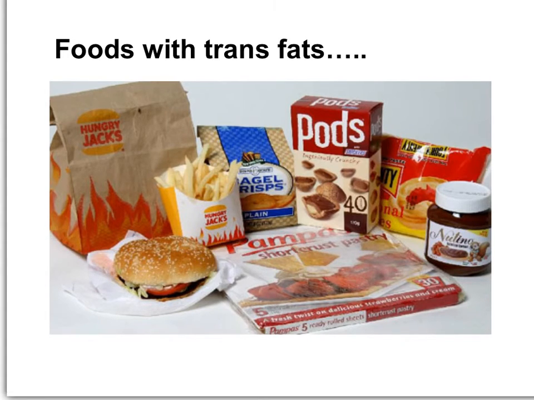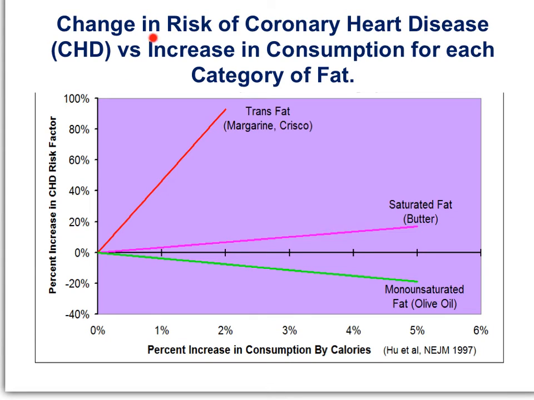This graph displays a change in the risk of coronary heart disease on the y-axis versus an increase in the consumption for each of three categories of fat on the x-axis. When eating trans fats, the percent increase in coronary heart disease is large, even with small increases in consumption relative to saturated fats. The data from this study suggests that the consumption of monounsaturated fats, such as those found in olive oils, results in a decrease in coronary heart disease.